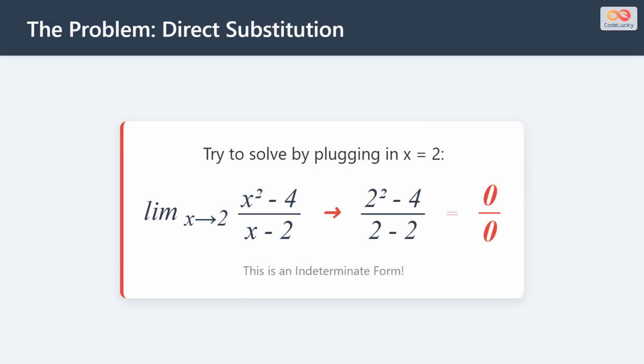Let's start with a problem. We want to find the limit of x squared minus 4 divided by x minus 2 as x approaches 2. Your first instinct should always be direct substitution. However, when we plug in 2, we get 4 minus 4 on the top and 2 minus 2 on the bottom. The result is 0 over 0.